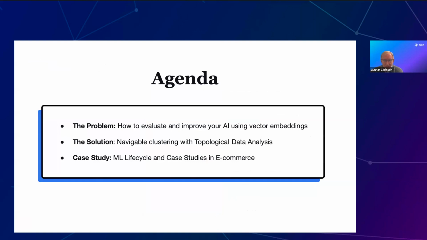So the agenda for this talk today: we're going to talk about the problem that we discovered, which is that there are a lot of limitations and risks with how model evaluation is done for vector embeddings when you set up your vector database. We're also going to talk about the solution, which is navigable clustering with topological data analysis, and you'll see very interpretable tables that tell you about the performance of your model. After that, we're going to walk through a specific case study we did that's published, and go through different stages of the machine learning lifecycle and how we provide value there. The case study is focused on e-commerce data.